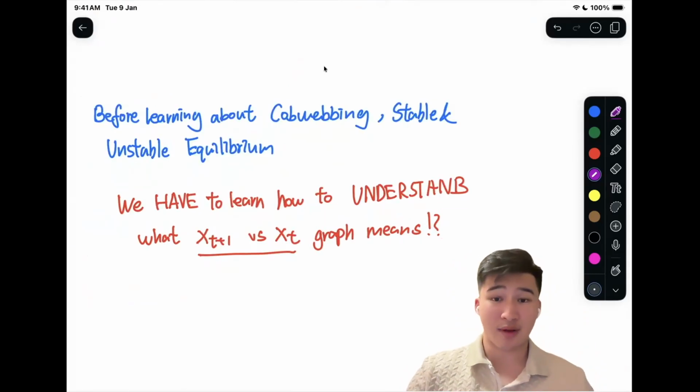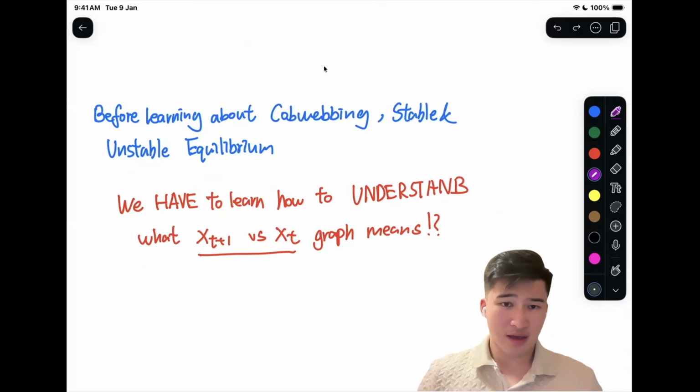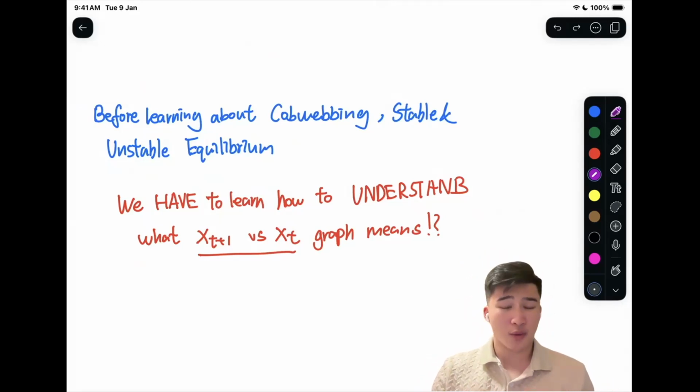So today we're going to talk about cobwebbing, and we're going to talk about stable and unstable equilibrium. Before we can do that, I want us to really understand what the graph means. I feel like really understanding the fundamental logic behind what the graph means when you are doing cobwebbing, because of such a well-founded foundation, you are going to understand everything much clearer, and everything makes a lot more sense to you.